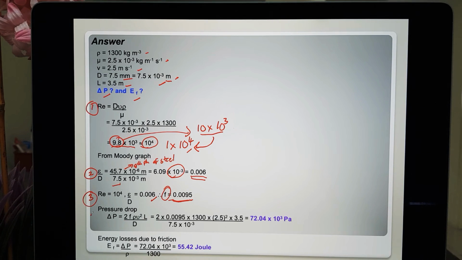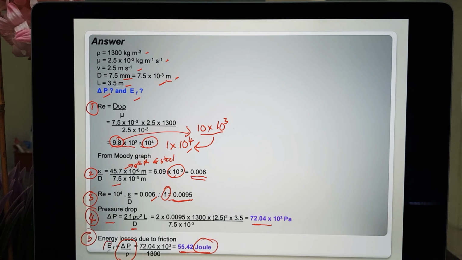Then move on to step number 4, pressure drop. By using the equation delta P equals 2F rho V square L over D, plug in the values that we have, then you should be able to get the pressure drop as 72.04 times 10 to the power of 3 Pascal. And then the last step is energy loss due to friction, EF. Just use the equation delta P over rho. Then the answer is 55.42 and the unit is joule.